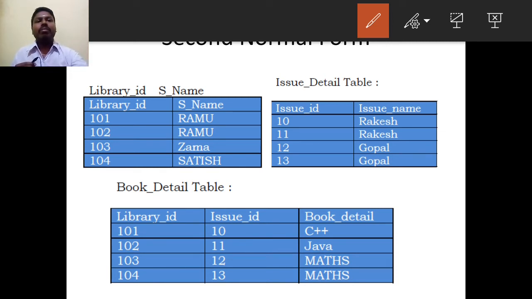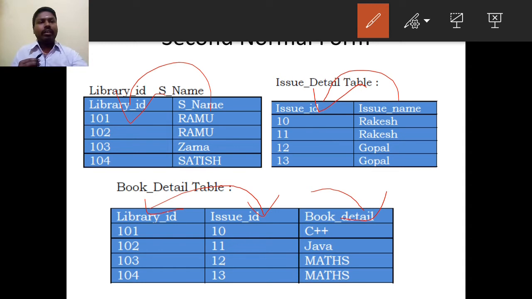The student name is depending on library ID. It is fully dependent. Next, issuer details. Issuer name is depending on issuer ID. It is also fully dependent. The book detail is depending on both library ID and issuer ID. So with the help of these both primary keys, we can get the book details.